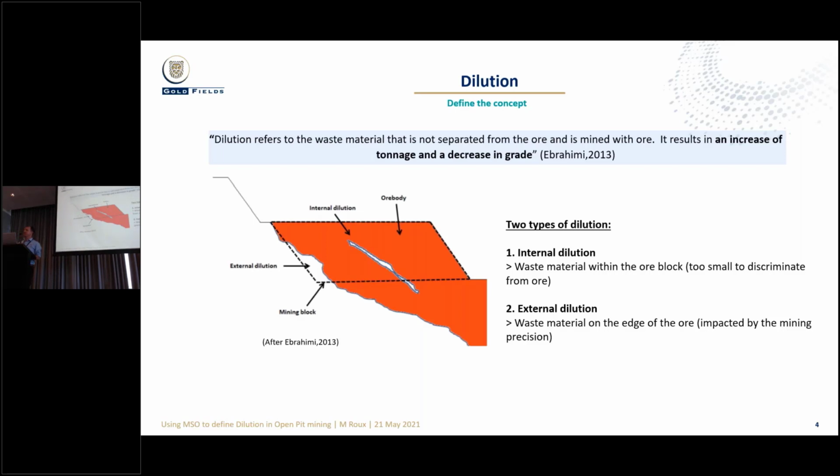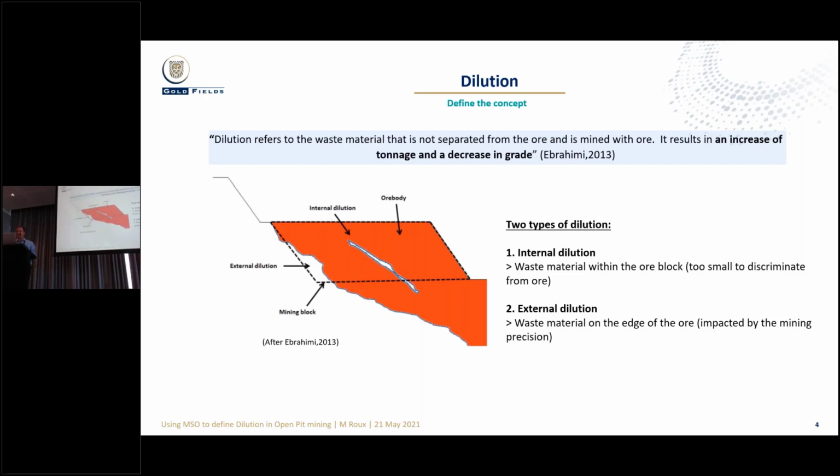Dilution, simply put, refers to waste material that is not separated from ore and is mined with ore, resulting in an increase in tonnage and a decrease in grade. So there's generally 2 major defined categories that we split the dilution into. The first being internal dilution. This is really a dilution that we choose to take. And that might be for a number of reasons, one of which is that material within the ore block is too small or too discontinuous to discriminate it out, or we choose to take it because it makes more sense from a mining efficiency point of view to include it.